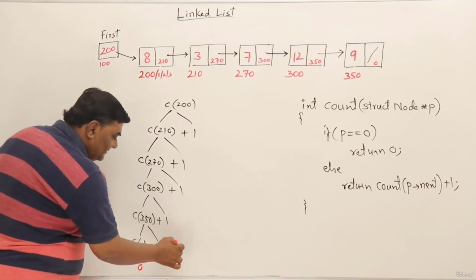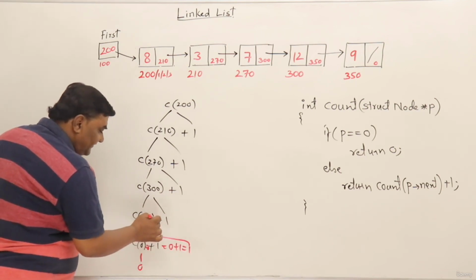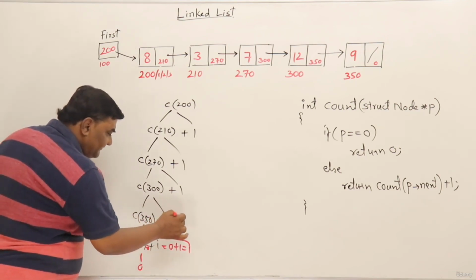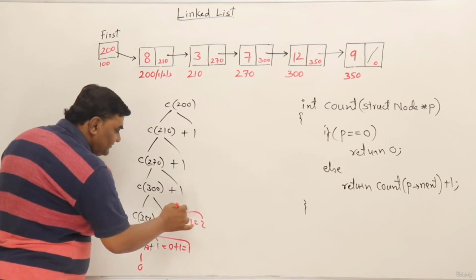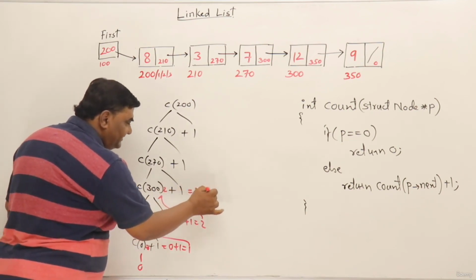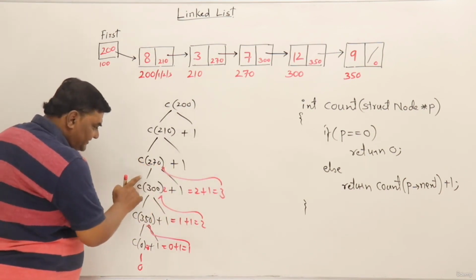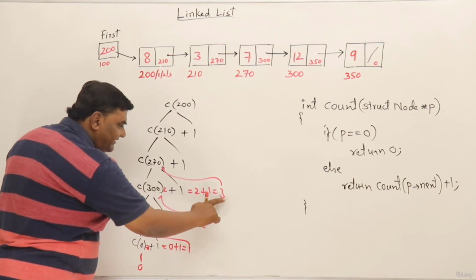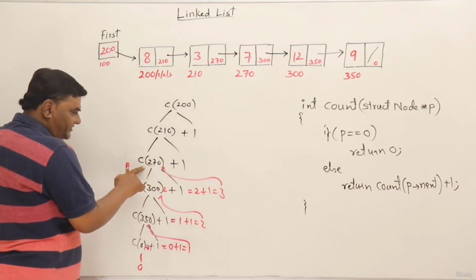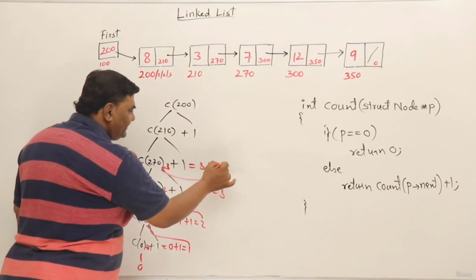So this will be 0 plus 1 is 1. And the result of this function is 1. So this will be 1 plus 1, that is 2. So the result of this function is 2. So this is 2 plus 1 is 3. So the result of this function is 3. See, when this function is called, whatever result we get, the return value will be the value of that function only. So this is 3 plus 1. So it will be 4.